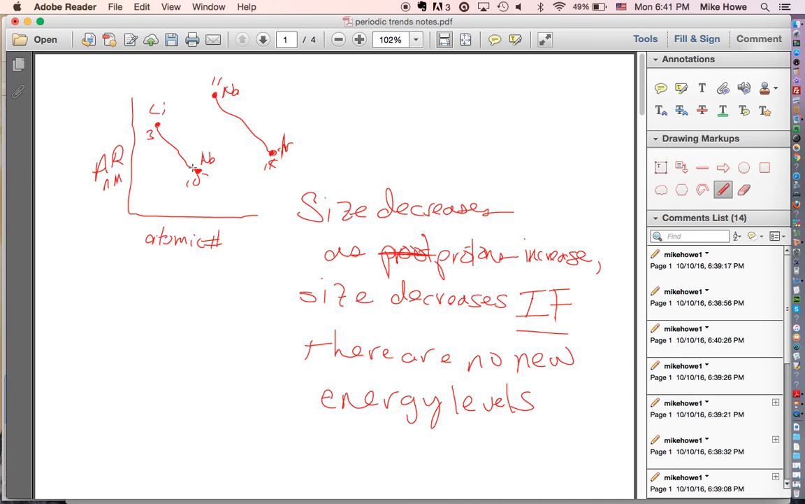So as long as you don't add an energy level, the atoms get smaller. You start like this, then you add a proton, it does that, then you add a proton, it does that, and so on. You get the idea. But when you start a new energy level, they get bigger, and if you add another energy level, even bigger. So size gets bigger as you go down, and it gets smaller as you go across.